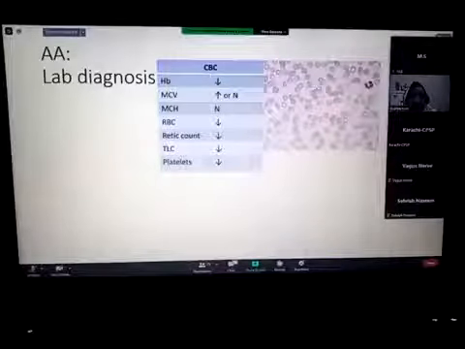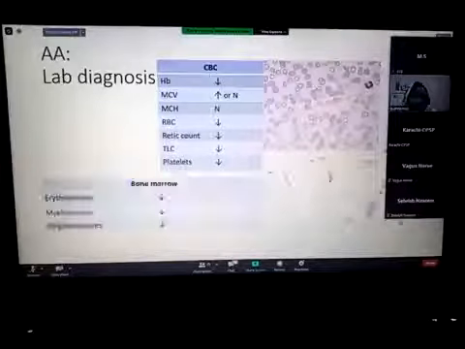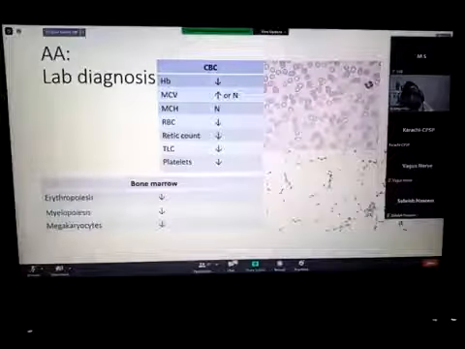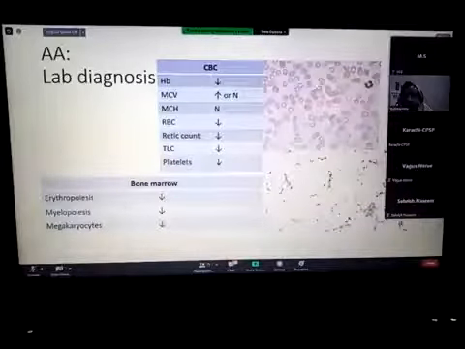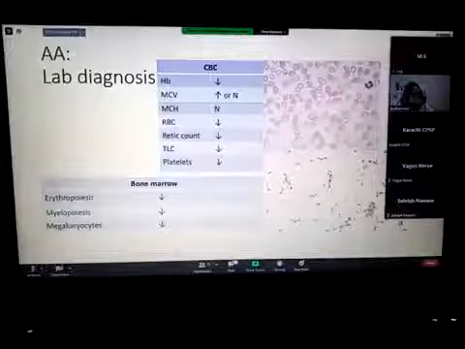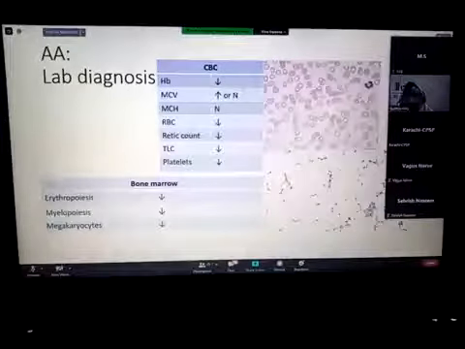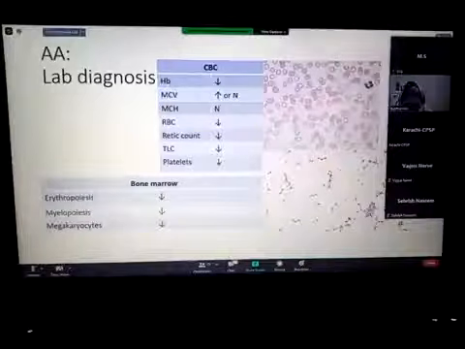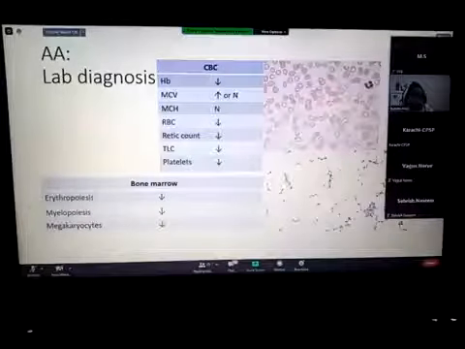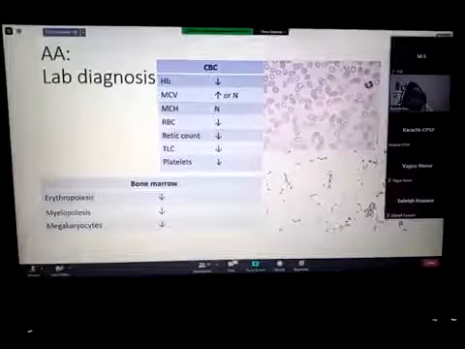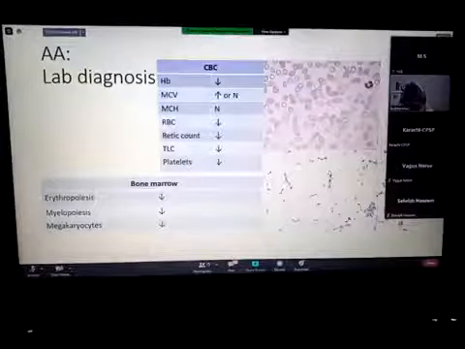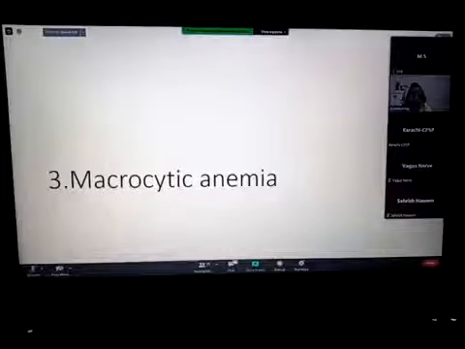No nucleated red blood cells, which means there's bone marrow failure. And when you do bone marrow examination, you find that all of it is fatty. For example, in this one, you can see that the marrow is replaced by fat cells, and erythropoiesis, myelopoiesis, megakaryocytes, everything goes down. So this is how aplastic anemia is diagnosed. Usually you require bone marrow examination for this.